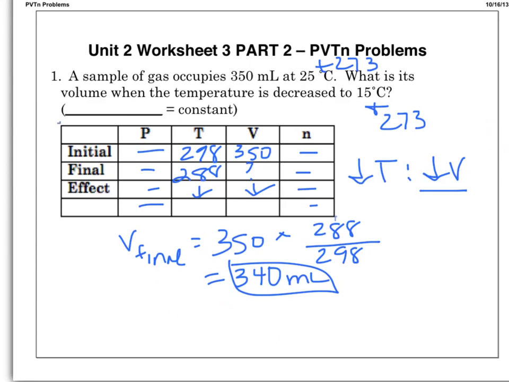Remember that you have the temperature decreasing, which, if this is a direct relationship, causes the volume to decrease. So we use the ratio that's going to cause our volume to decrease. So we put the smaller number on top, bigger number on the bottom, and with sig figs, it's going to be 2 sig figs in our final answer, so it's 340.